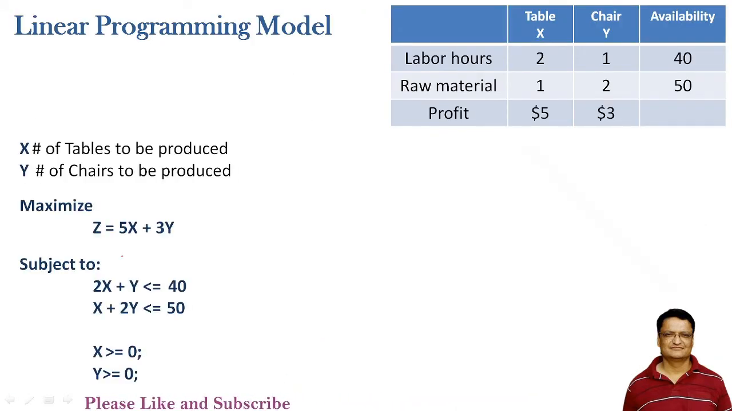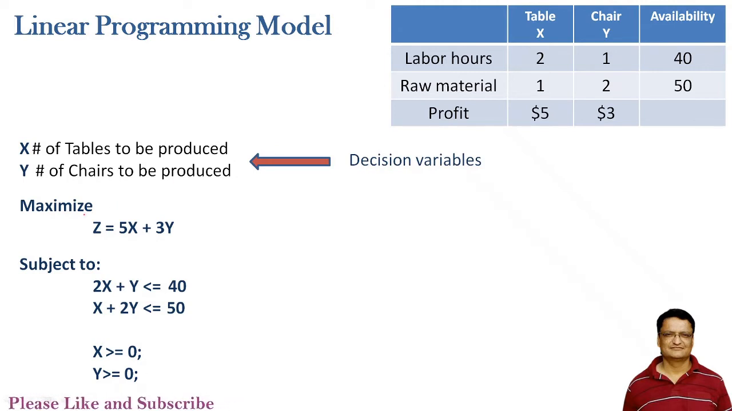So as we have seen, let us assume X to be the number of tables that is to be produced, which is to be decided, and Y be the number of chairs to be produced, which is to be decided. These two become our decision variables.